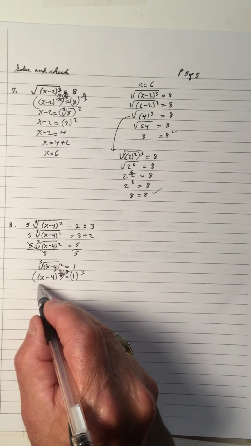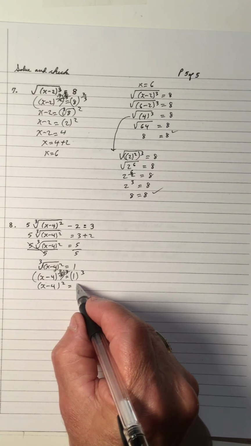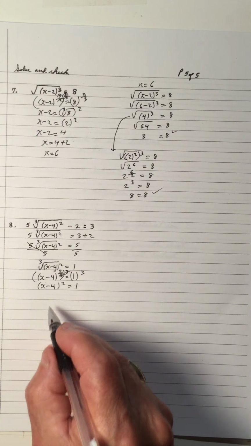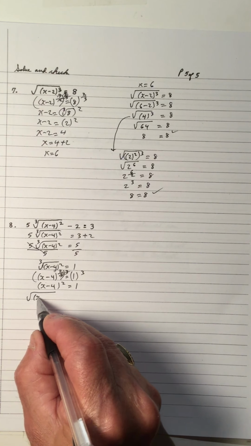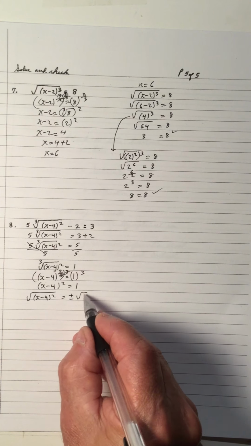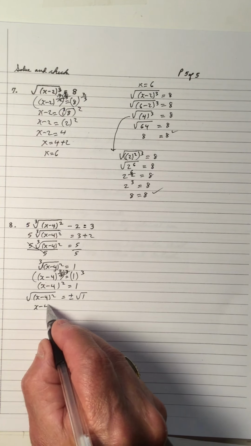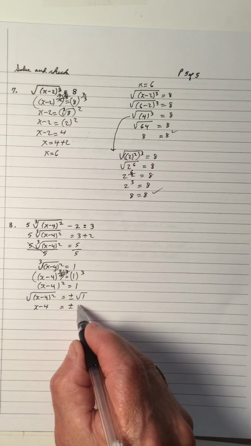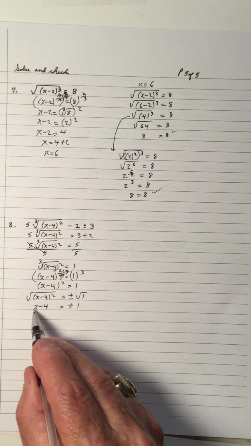3's cancel, so I get x minus 4 squared. 1 cubed is 1. So that means I'll do the square root of x minus 4 squared equals plus or minus the root of 1. I'll do the square root of both sides. x minus 4 is plus or minus 1. The square root of x minus 4 squared is x minus 4.